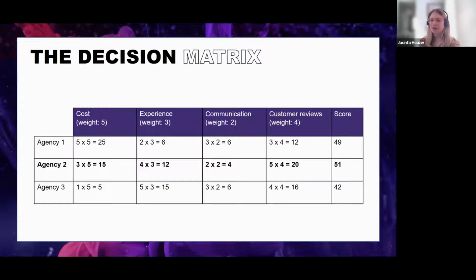You then identify important considerations. So here we have cost, experience, communication, and customer reviews in the example. You then add a weight to each consideration, multiply the weighted score, and then calculate the total score, with the highest score being the decision that you arrive at.